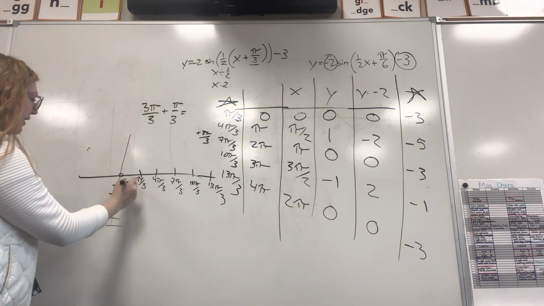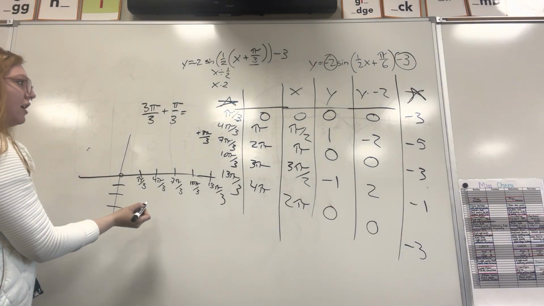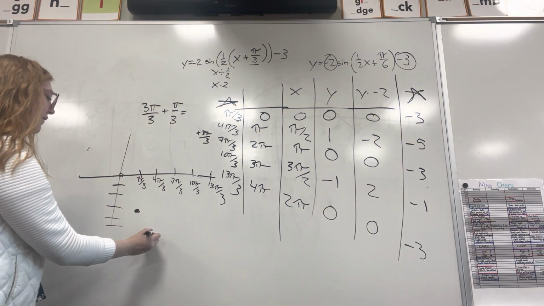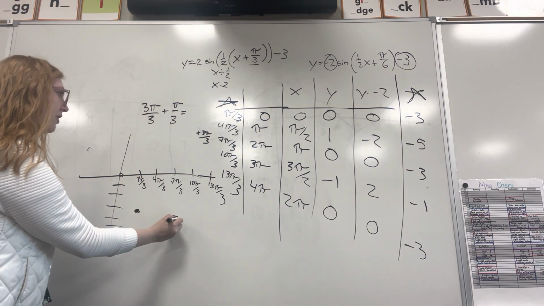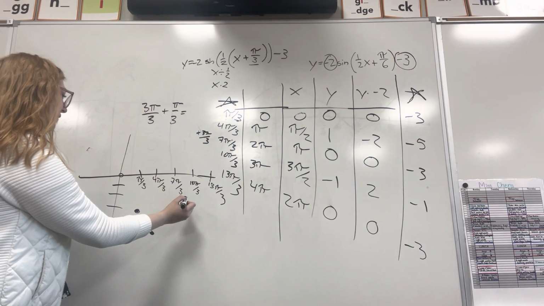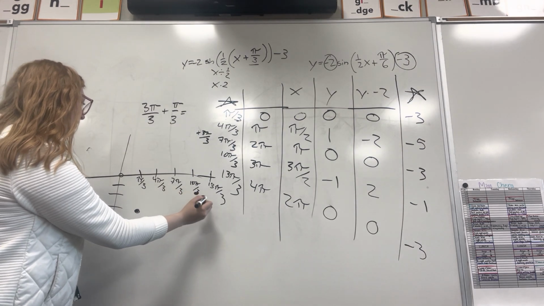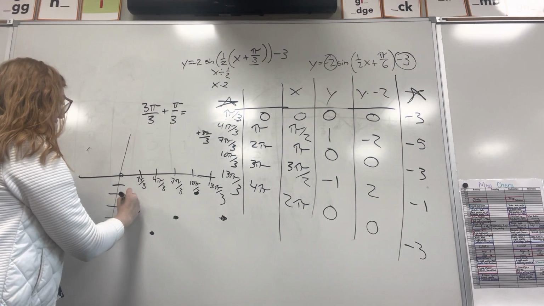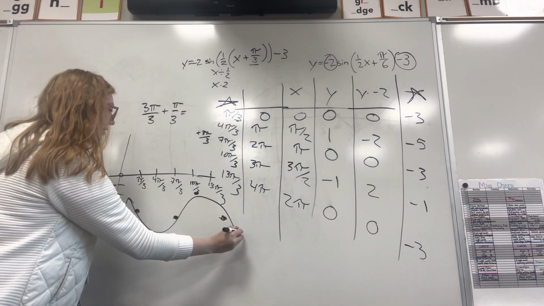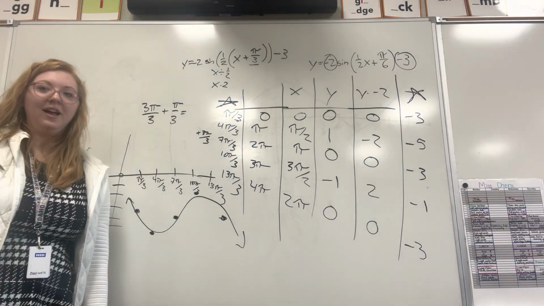Pi over 3 is at -3. And then we go down to -5, back to -3, to -1, and back down to -3. And then we just graph the sinusoidal function. And that is it.